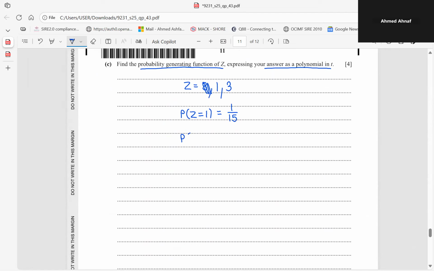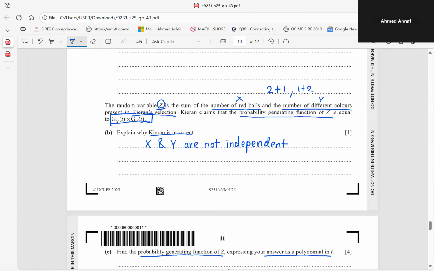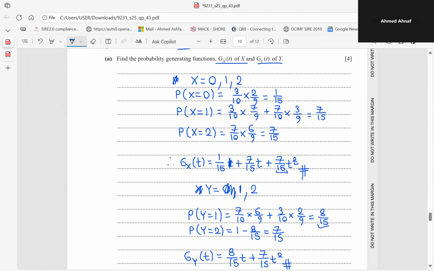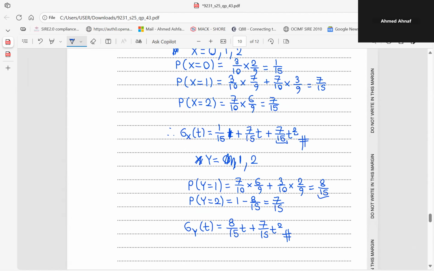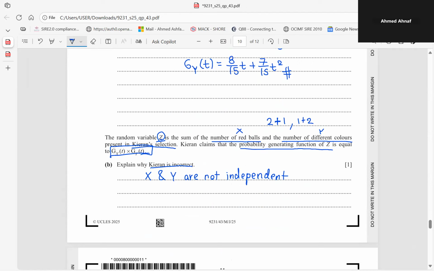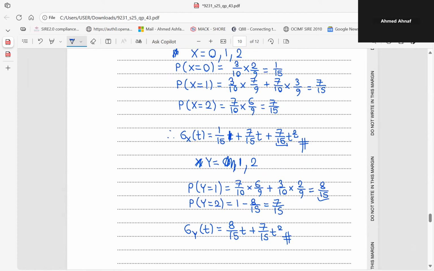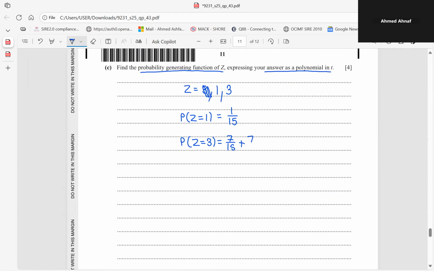And then for Z equals 3, we can have two red balls and one different color. Basically both of them red balls. So P(X=2) is 7 over 15, and then plus 7 over 15, and then we can have one red ball and two different colors. That is also 7 over 15. So that's just 14 over 15.